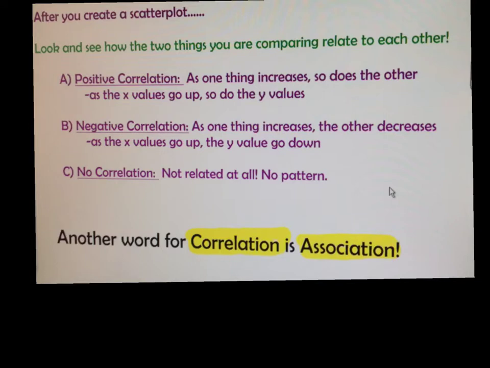Alright, so just as a quick refresher, yesterday we talked about correlations or associations, and I didn't mention this in some classes: those two words mean the exact same thing, so you can use either of them. Positive correlations, as one thing goes up, so does the other. Negative, as one thing increases, the other decreases. And no correlation, they're not related at all. There's no pattern.